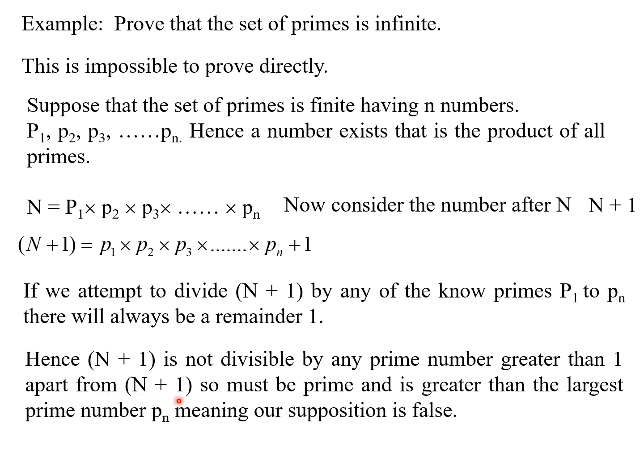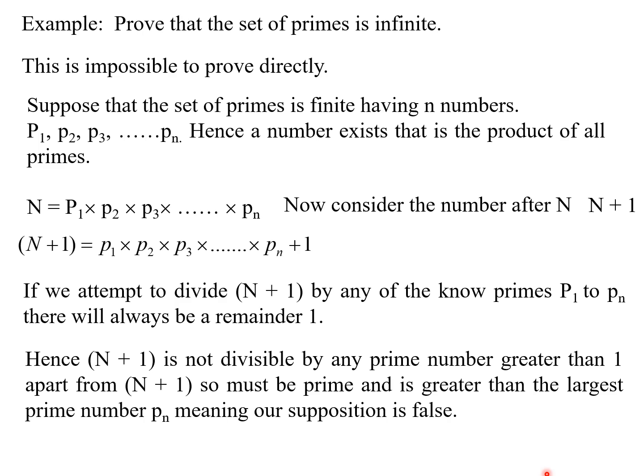So therefore, n plus 1 is not divisible by any prime number greater than 1 apart from n plus 1 itself, because n plus 1 divided by n plus 1 gives you 1, okay? So therefore, there is a prime number greater than the largest prime number Pn. So the supposition, or the contradiction which we made, is actually false. And this proves that the set of primes is infinite. So the contradiction is false.